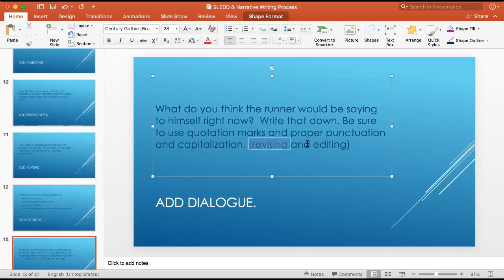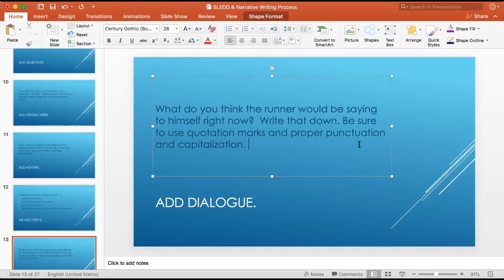I'm going to take that out because we're going to talk about the writing process later. But this is the next step in SLEDD. The last D in SLEDD stands for dialogue. So they just aren't going to score well in the Georgia Milestones or have any kind of engaging narrative at any point in their life if they don't include dialogue.